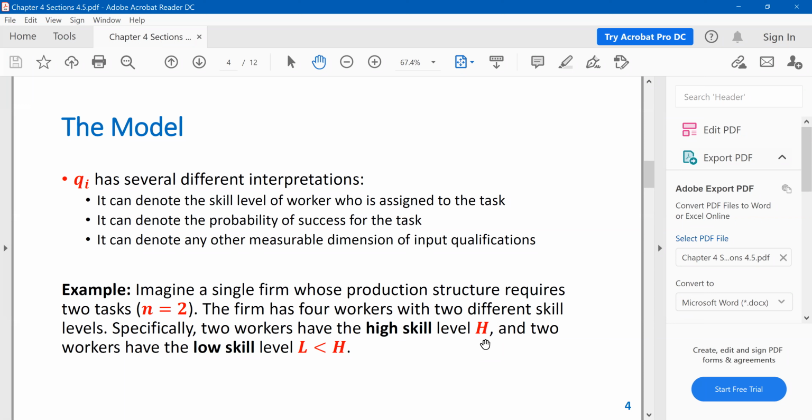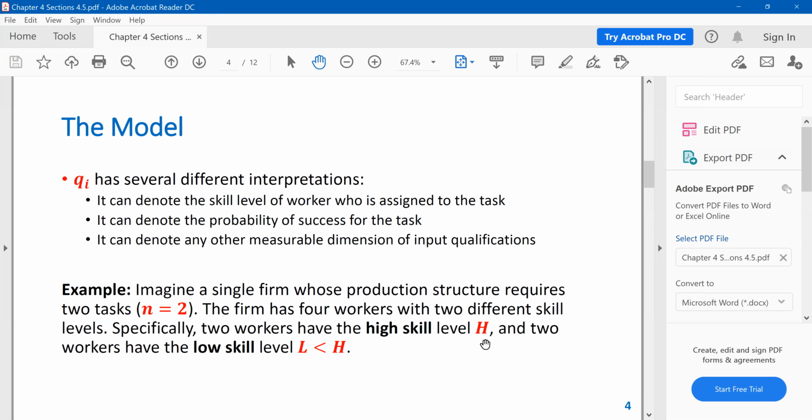Or depending on your context, depending on what this firm does, depending on how this firm behaves in markets and within the factory, how this firm is managed, depending on all these elements, you may have different interpretations for these Qi. Okay.